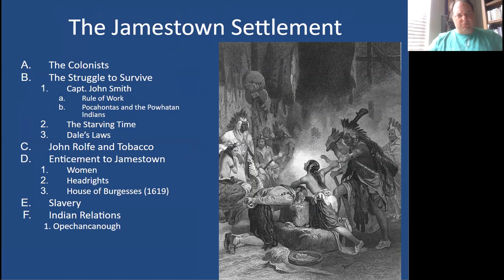Again, Virginia was thought of as a much bigger area, but the English have already had fishermen and others exploring. They think of that as their area, but Jamestown is the first specific settlement there. So let's talk more about them specifically.